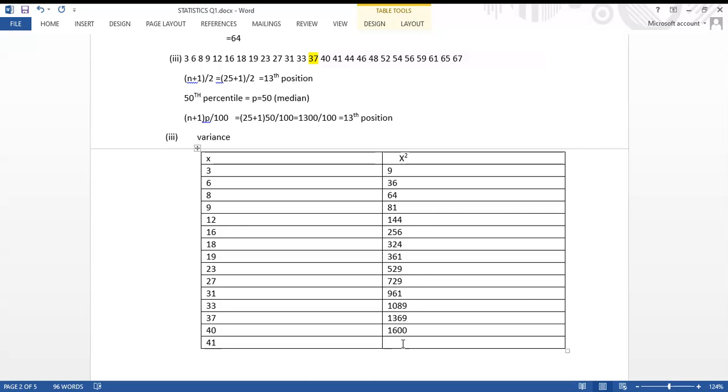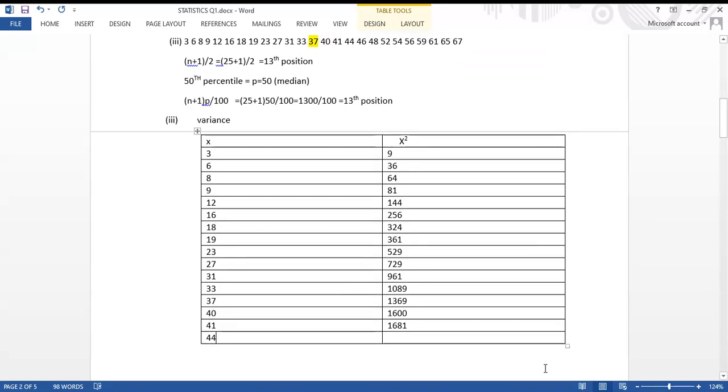1681. 1581. 16. Oh, 1681. Okay, 44 squared. 1936.